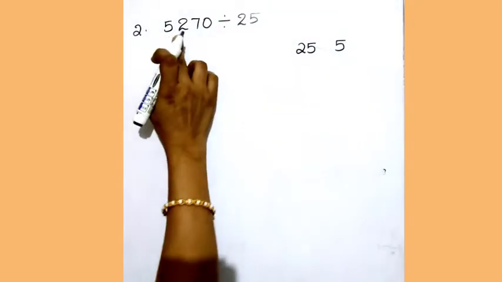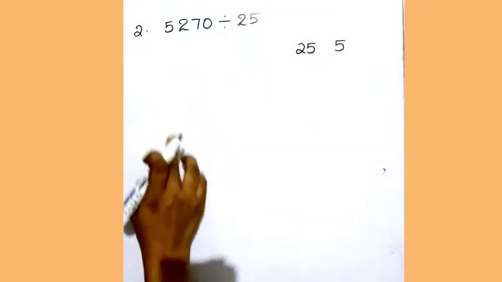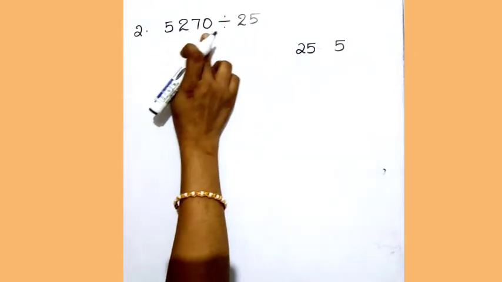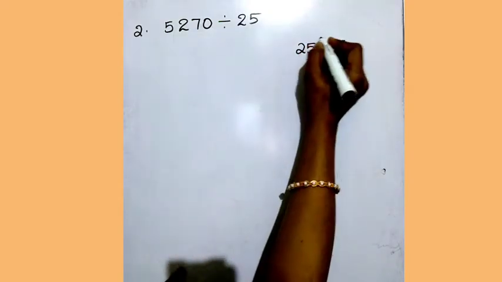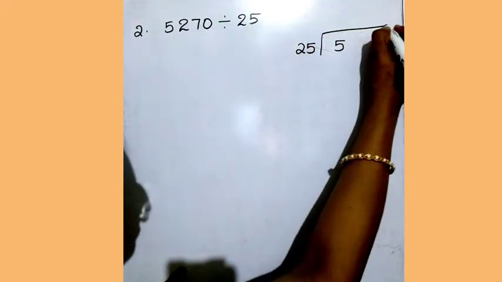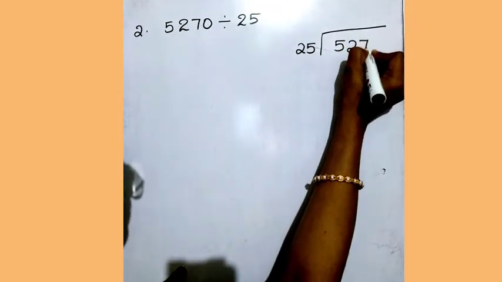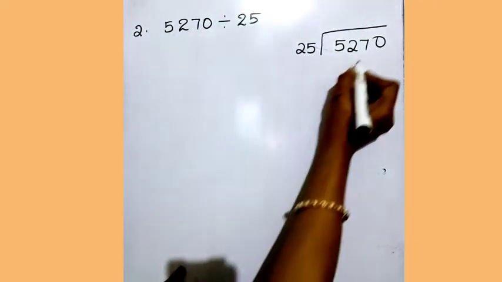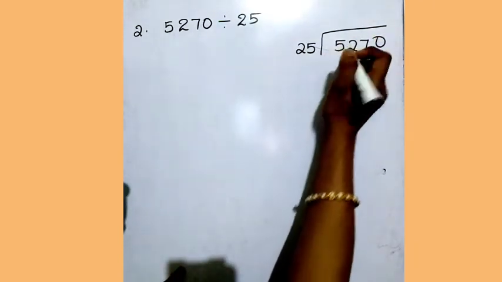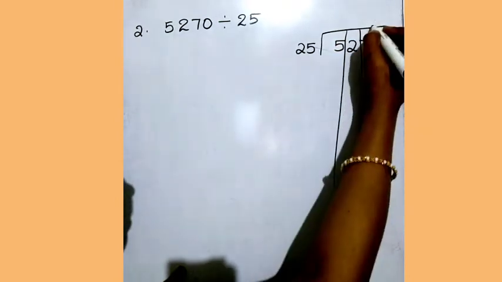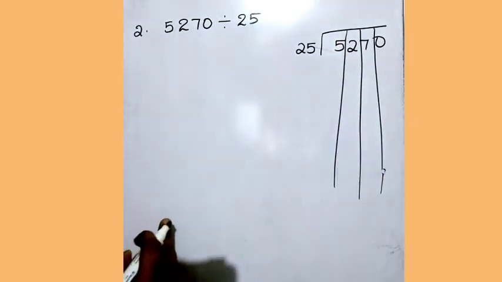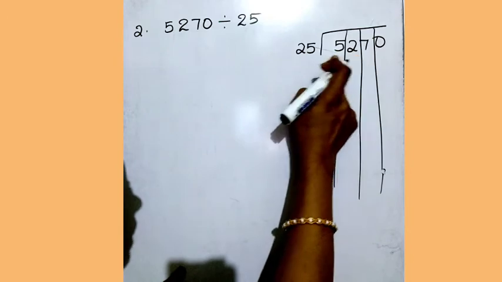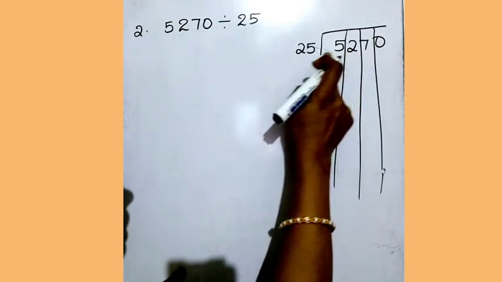Look at the second question. 5270 divided by 25. Here the divisor is 25, the dividend is 5270. How will you divide? Write the divisor outside, the dividend 5270 inside. Then here the divisor has 2 digits. So I have to take 2 digits from here. Draw line. Look here. Here the divisor has 2 digits. So in the dividend part I have to take 2 digits, that is 52.